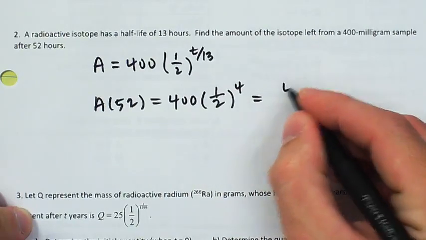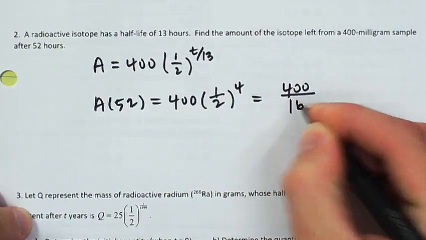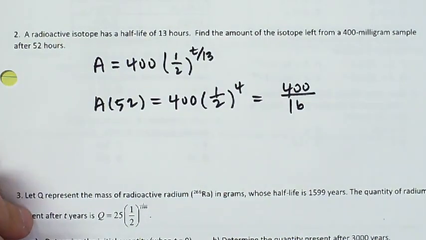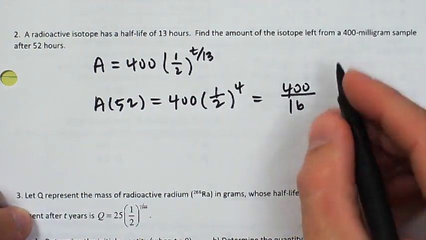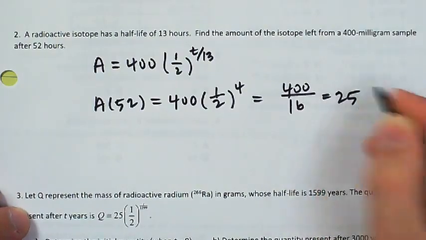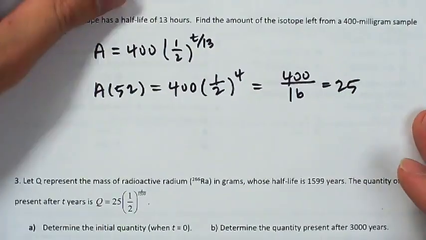So this would be 400 divided by 16, or 25. I should have done that. Okay.